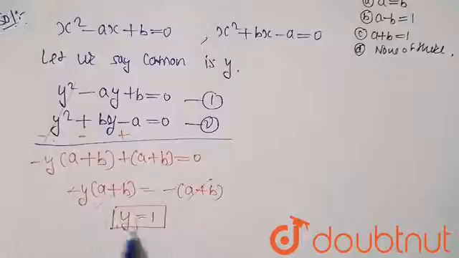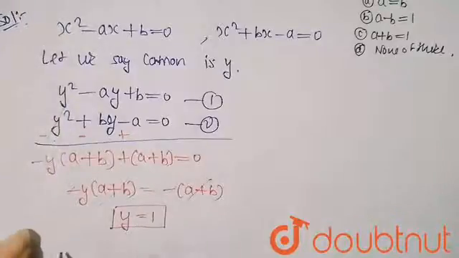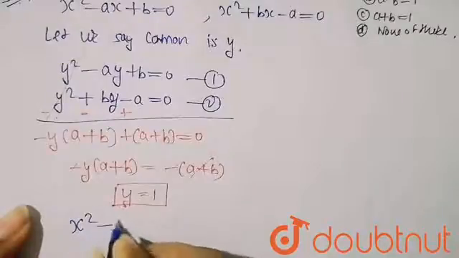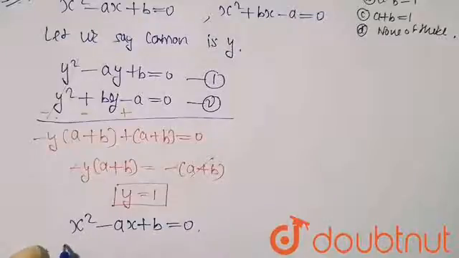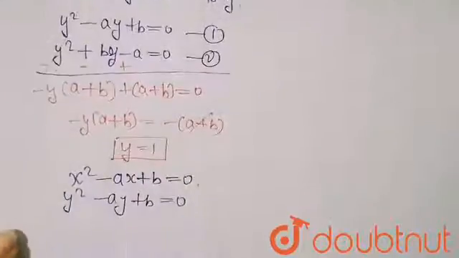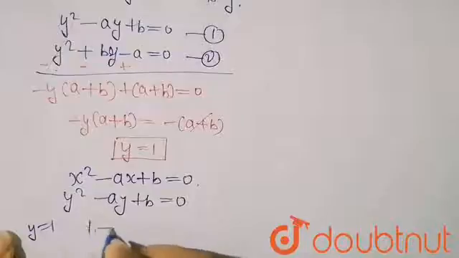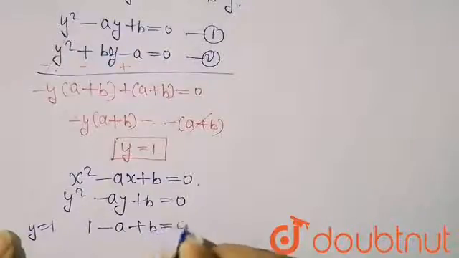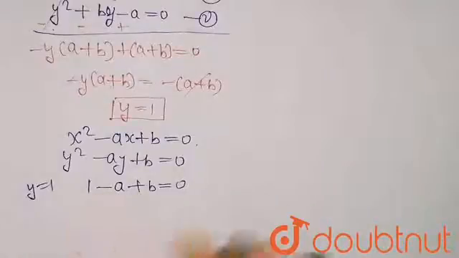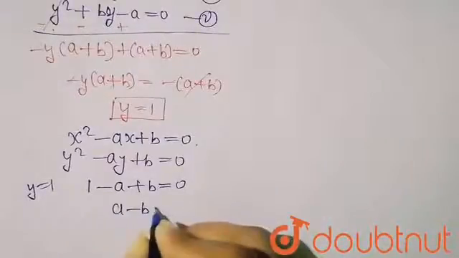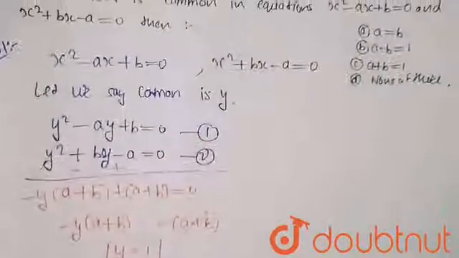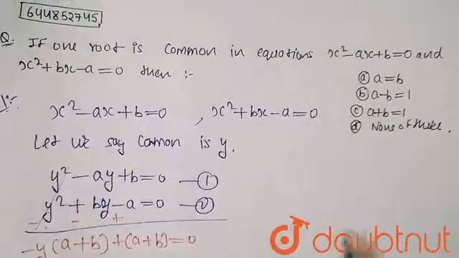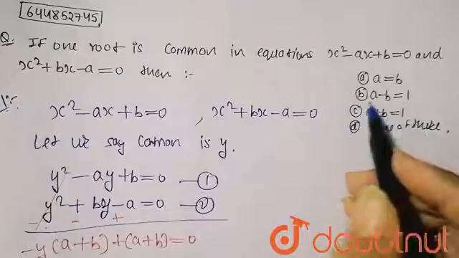So here you will put this y equals to 1 in the equation. My equation is y square minus ay plus b equals to 0, and y equals to 1, so 1 minus a plus b equals to 0. And when you take a and b to the other side, a minus b equals to 1. Okay, so now let's check the options. From the options you can see that option B will be correct, which is a minus b equals to 1. So thank you.